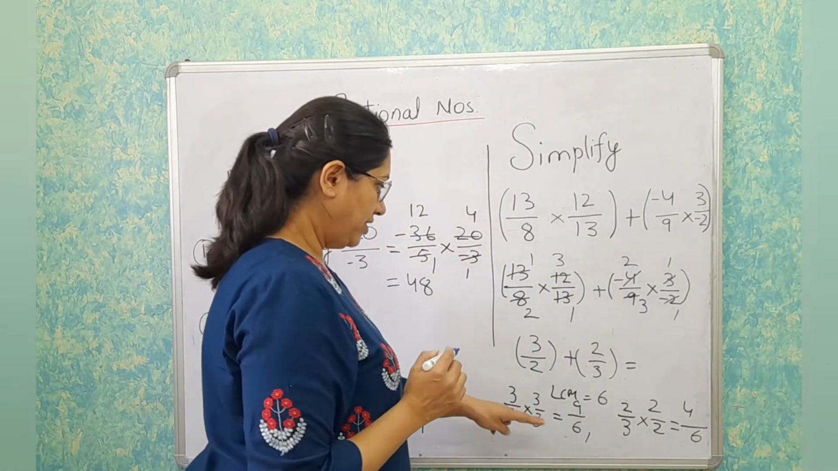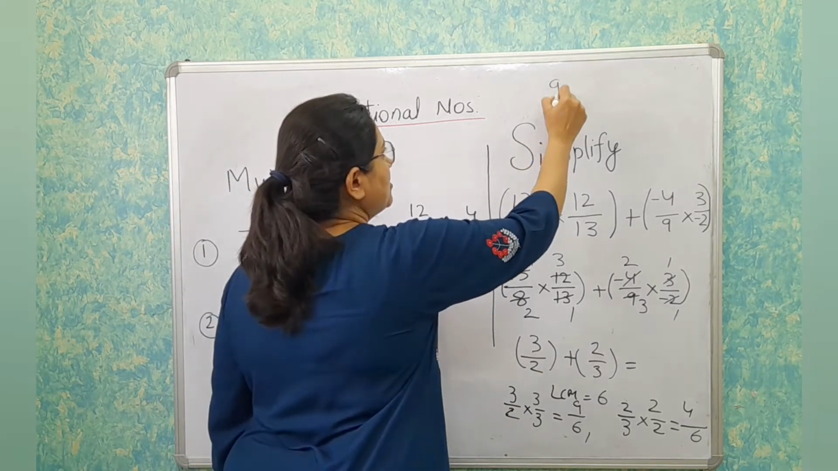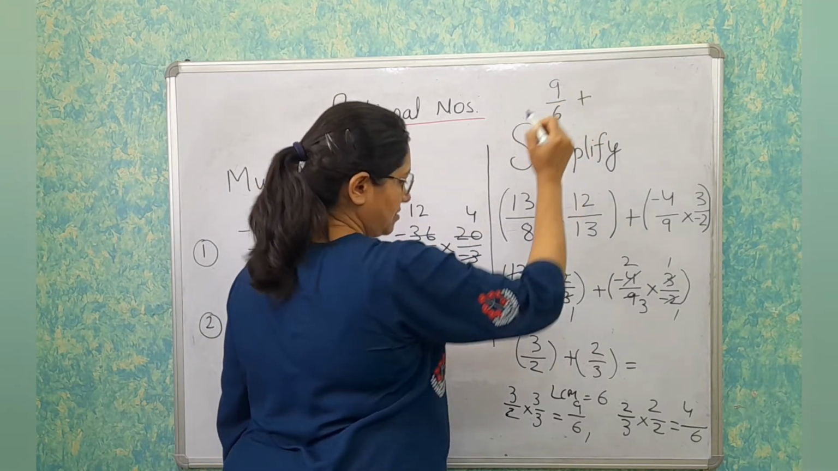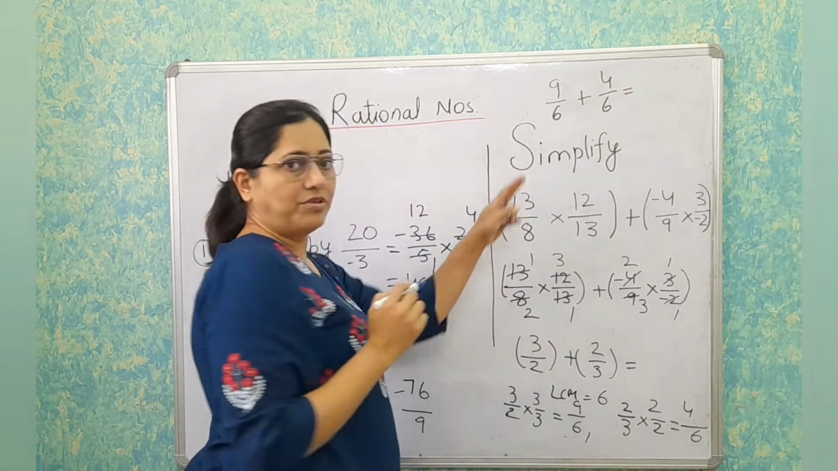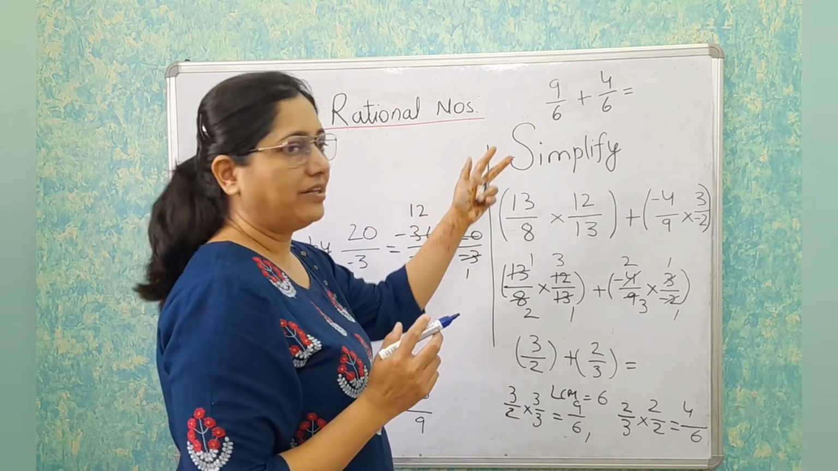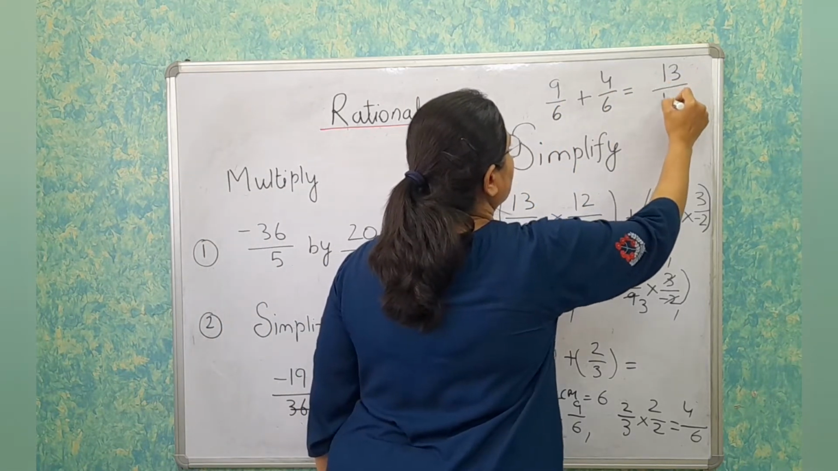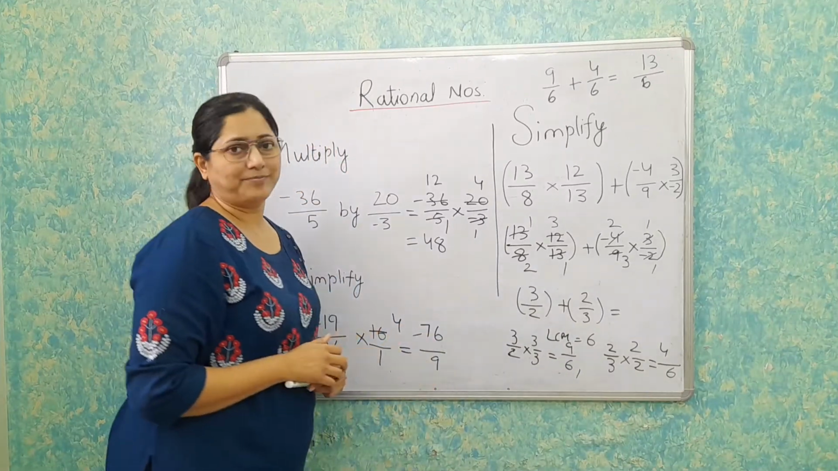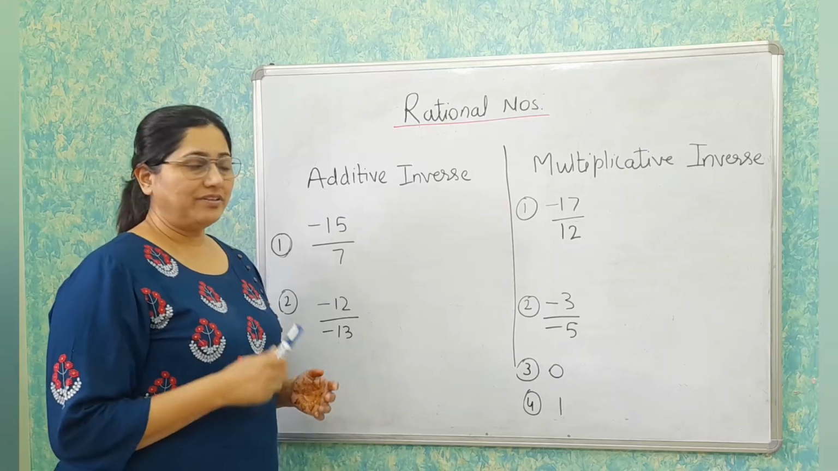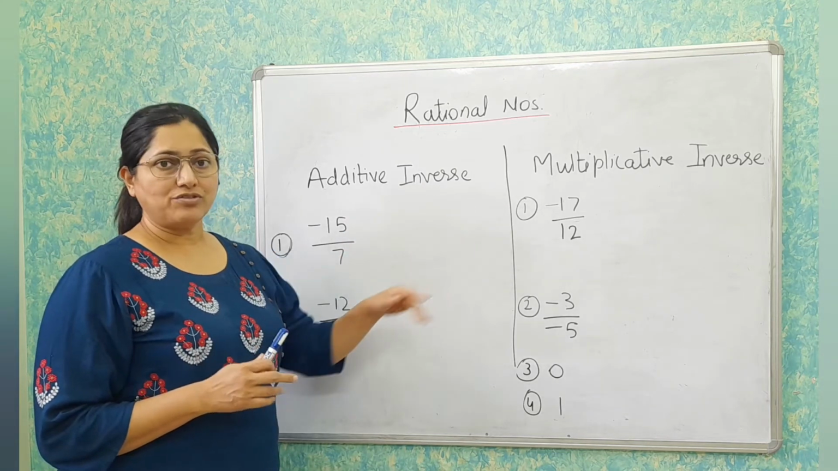So now I have two rational numbers. First one is 9 upon 6 plus second one is 4 upon 6. Now denominators are the same, so I just have to add the numerators. 9 plus 4 is 13 upon 6. This is the answer. Now we will learn how to take additive inverse as well as multiplicative inverse of rational numbers.